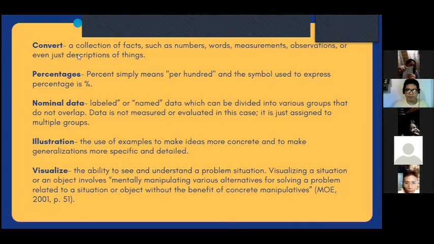Data: a collection of facts such as numbers, words, measurements, observations, or even just descriptions of things. Next is percentage. Percentage or percent simply means per hundred, and the symbol used to express percentage is this. Next is nominal data: labeled or named data which can be divided into various groups that do not overlap. Data is not measured or evaluated in this case; it is just assigned to multiple groups.